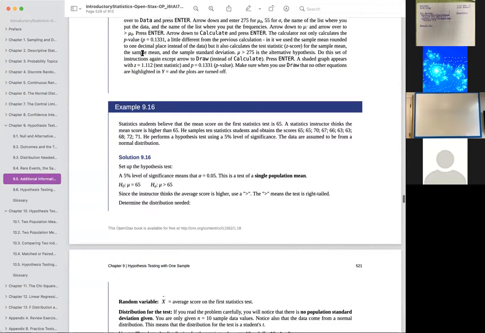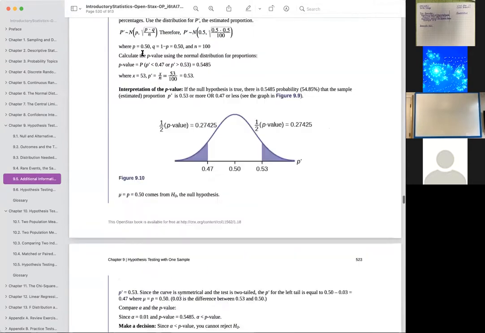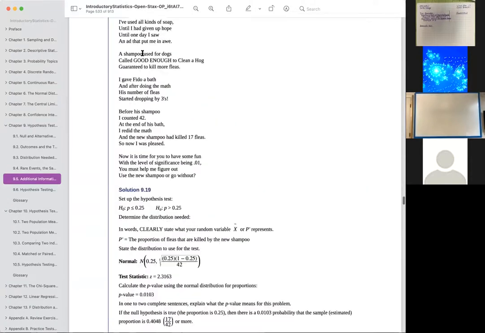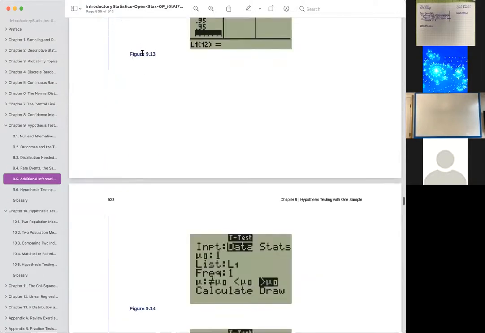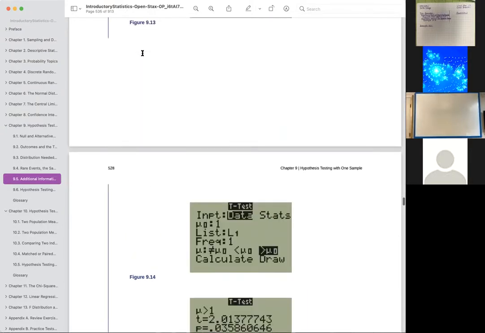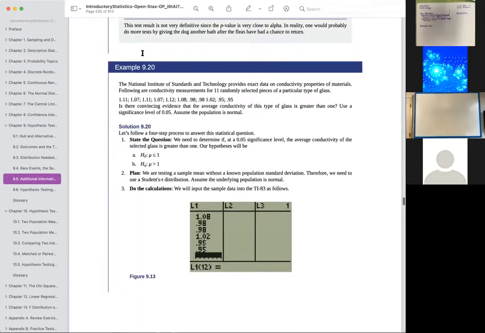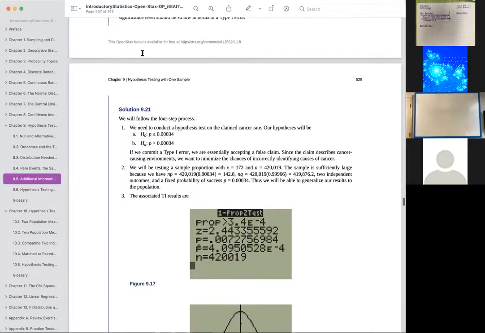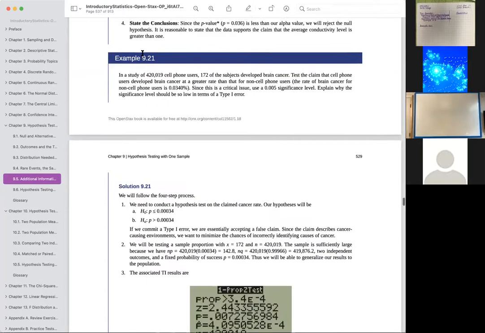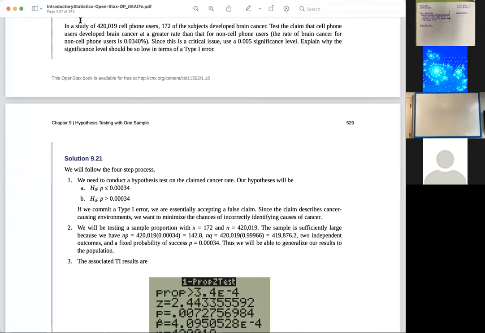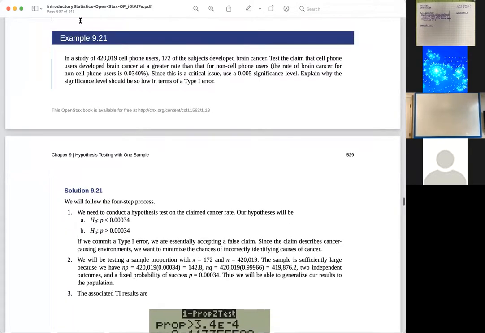Example 9.16, example 9.17. I pick example 9.21 because I know you've probably heard of something like this. Here we are. And let me see if I can make that slightly larger for you. See how it appears on your screen. Okay. You've heard this case before.